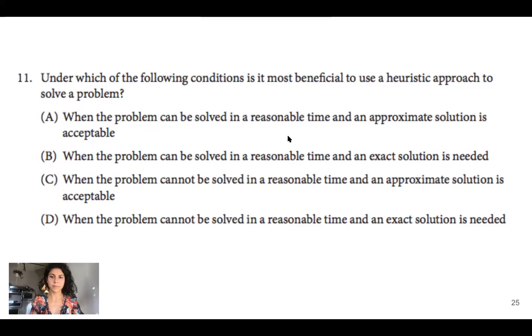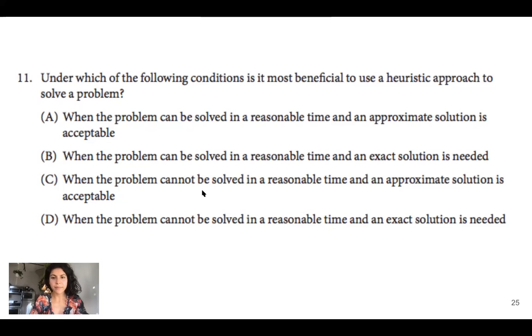Let's see them. Looks like the most popular answer is C. Let's see. When is it most beneficial to use an approximation algorithm? When a problem cannot be solved in a reasonable time. So that's the first thing. We don't want to use an approximation if A and B, if it can be solved in a reasonable time, because then we would just want to get the best answer. But it's down to C and D. When it cannot be solved in a reasonable time and an approximate solution is acceptable, that is a good time to use a heuristic. Very, very good.